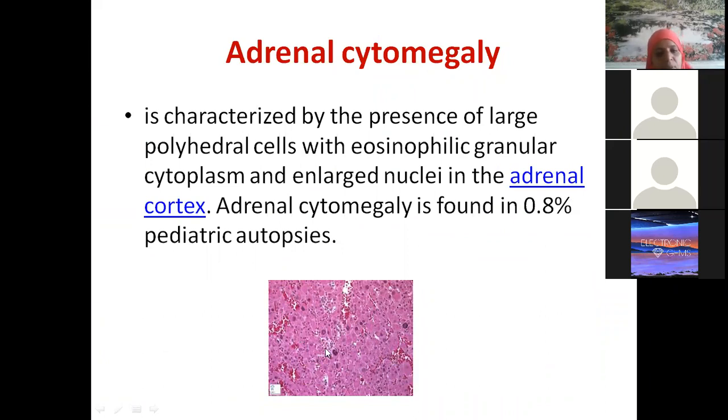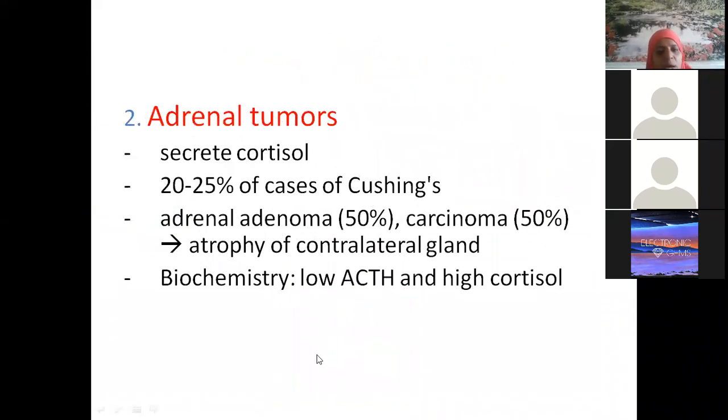Adrenal cytomegaly is excessive multiplication of cells, where you will see a large number of polyhedral cells in the adrenal cortex. Adrenal tumors, cancers, they release cortisol. They may be responsible for Cushing syndrome. So adrenal adenoma, carcinoma. Adenoma is the early stage of cancer, and carcinoma is the late stage. Sometimes a tumor on one side may lead to atrophy of the contralateral, the opposite gland. In such cases we may find low ACTH and high cortisol levels.